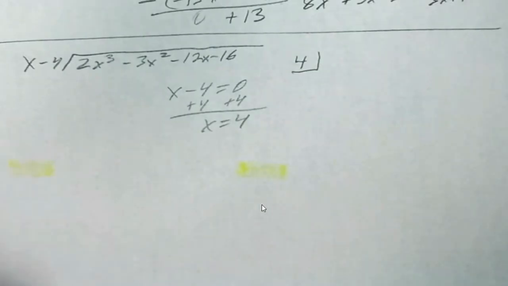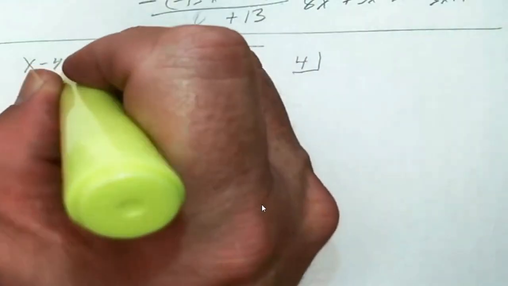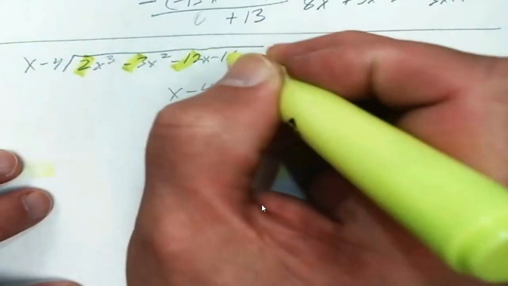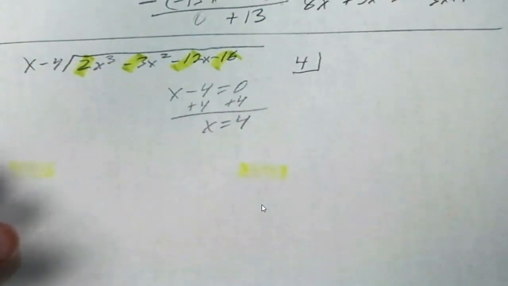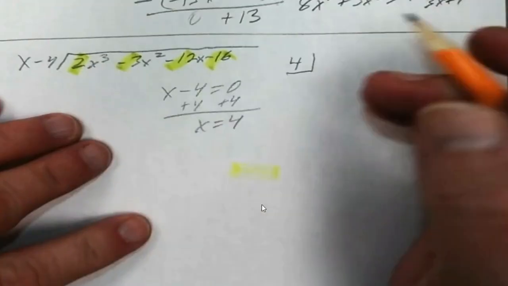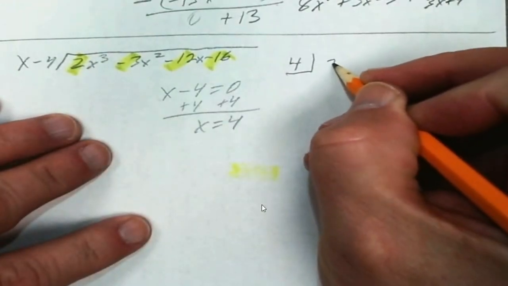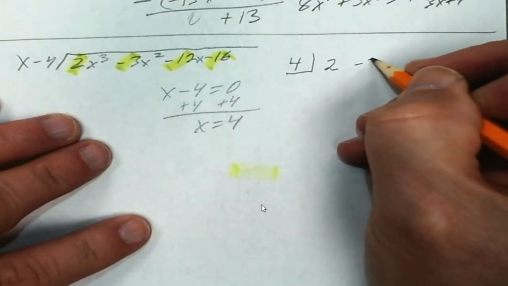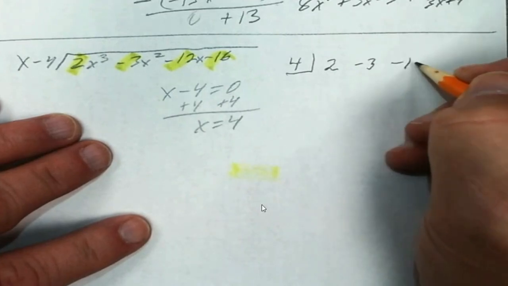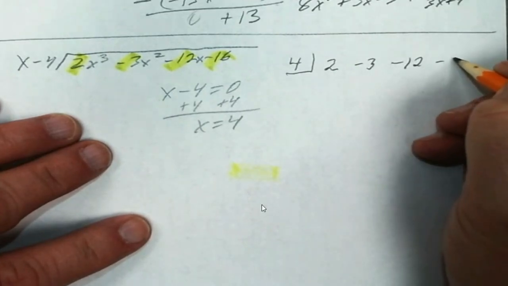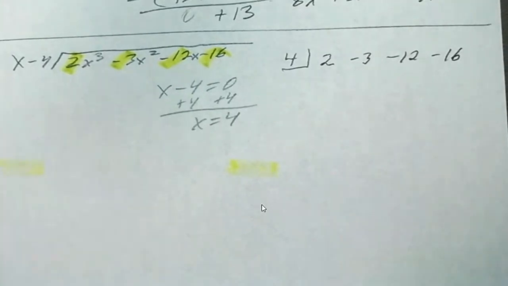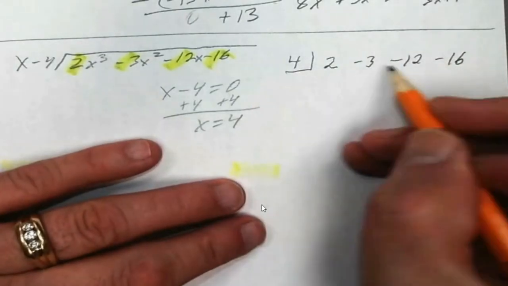And we're going to go to this dividend, and we're going to pull out the coefficients. That's all I want. I just want the coefficients. This is the x to the third. This is the x squared. This is the x term, and this is the constant on the end. That's it. Just the coefficients.